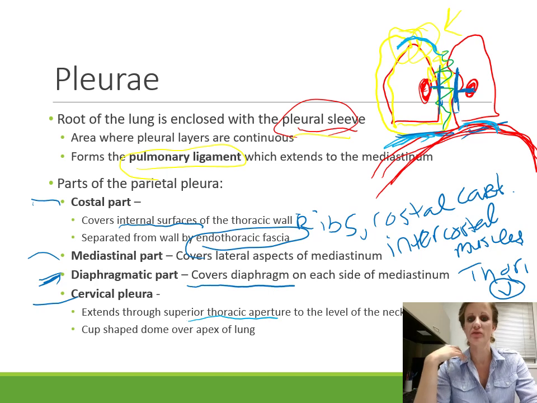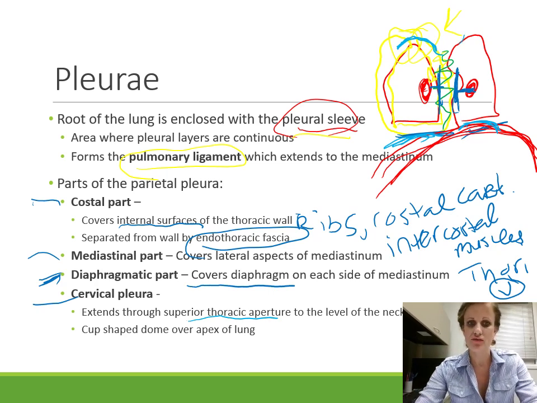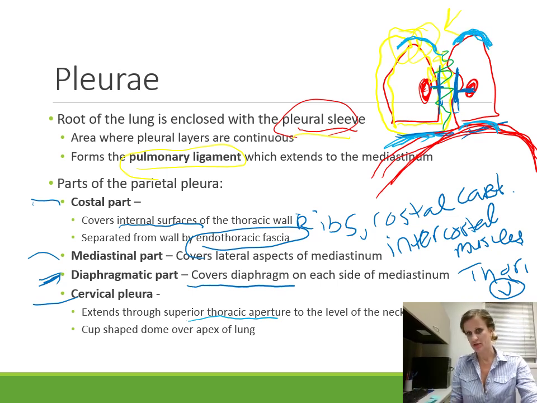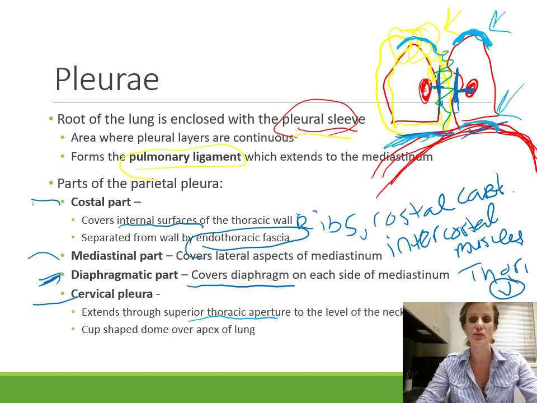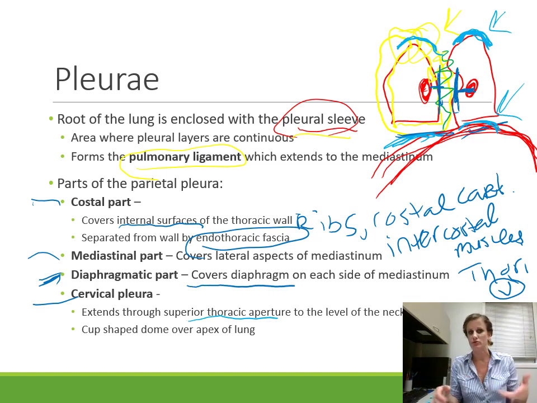The middle portion of the first rib. So what this cervical pleura does is it forms this little cup-shaped dome that's right over the apex of the lung. Right, so it just pops up a little bit above the superior thoracic aperture and just covers the apex of the lung up at the top. That's the apex. The base or diaphragmatic surface, we'll see in a second, is the inferior surface.